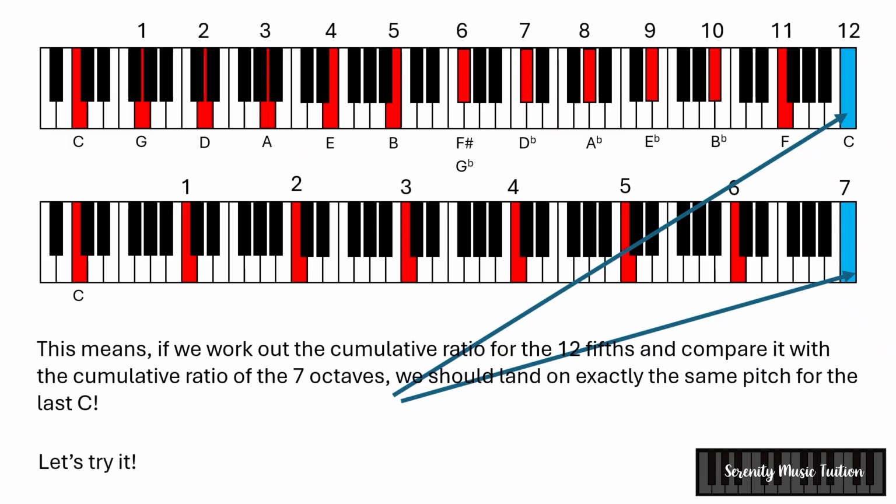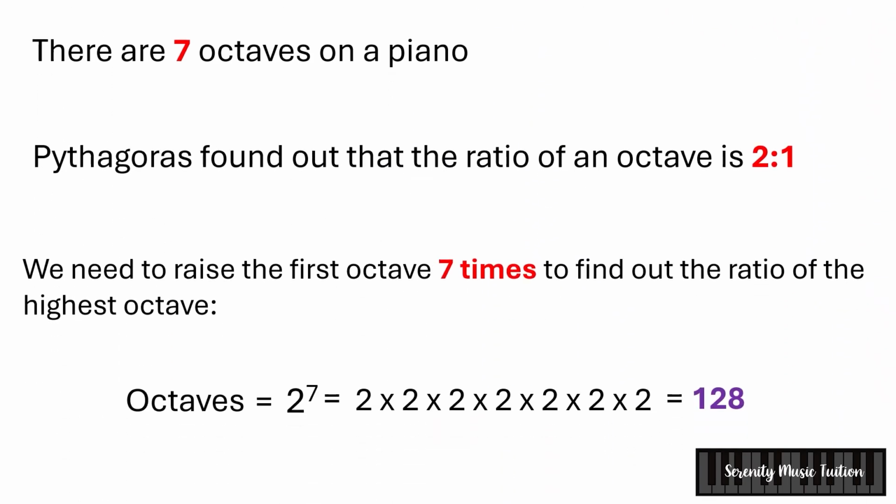Let's try it. There are 7 octaves on a piano. Pythagoras found out that the ratio of an octave is 2 to 1. We need to raise the first octave 7 times to find out the ratio of the highest octave. The calculation for this is 2 to the power of 7. In other words, 2 times 2 times 2 times 2 times 2 times 2 times 2, which gives the answer 128.